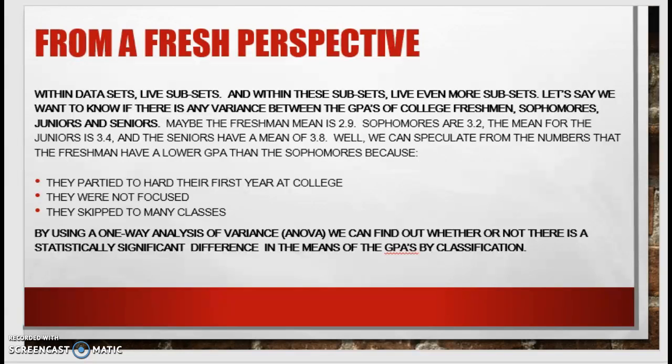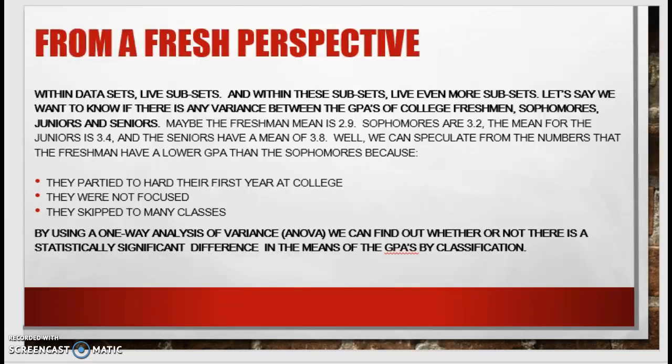And let's say that you find that the freshman GPA, the average mean, is 2.9. Well, that's the lowest on the scale. All of the upperclassmen GPAs, their mean is higher than the freshman. So that might make you want to look at those numbers and go, well, why is it that the freshmen performed lower than the rest of them?